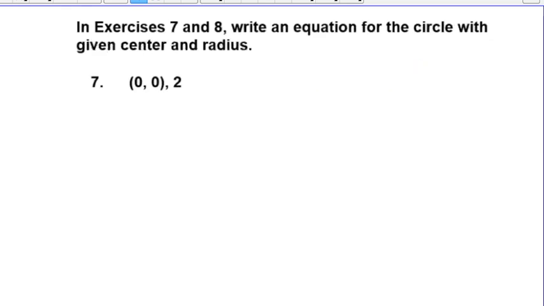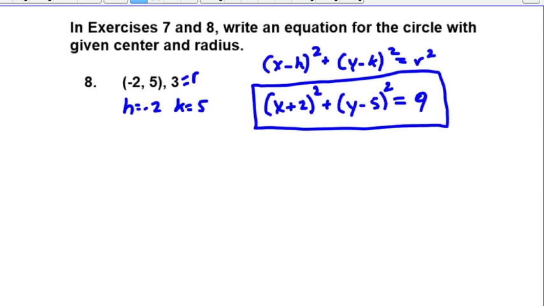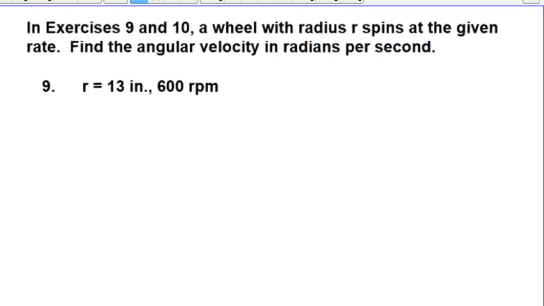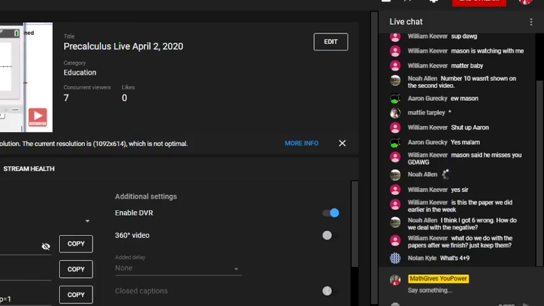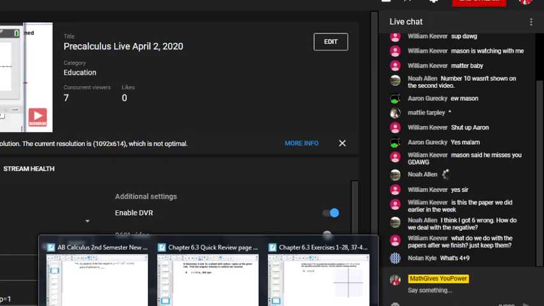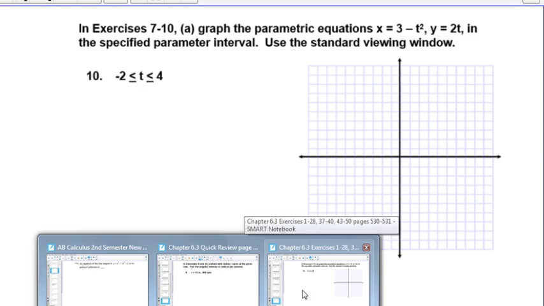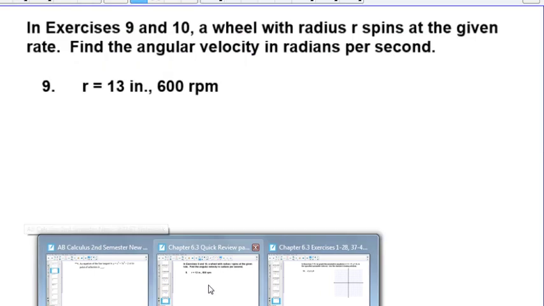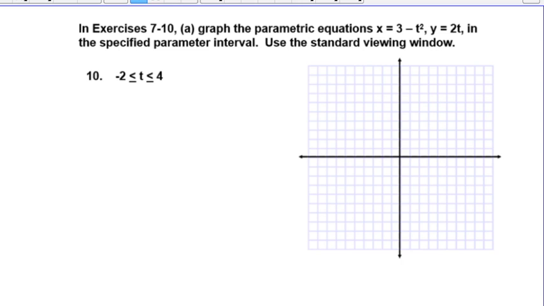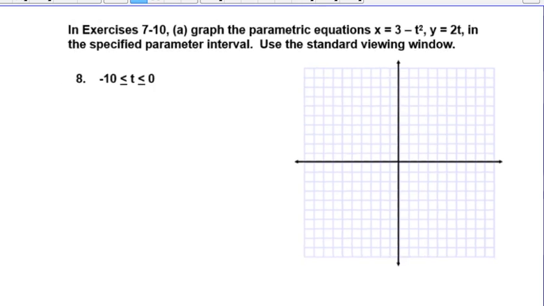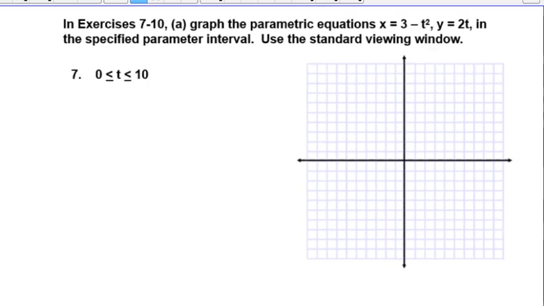Okay, I don't want to even worry about number 10. If you don't get to number 10, it's just like number 9. No big deal. So let's get to our other exercise set. Here it is.